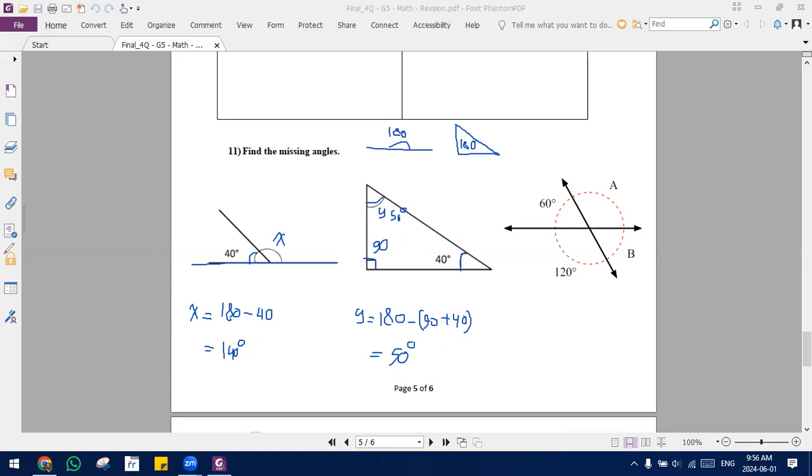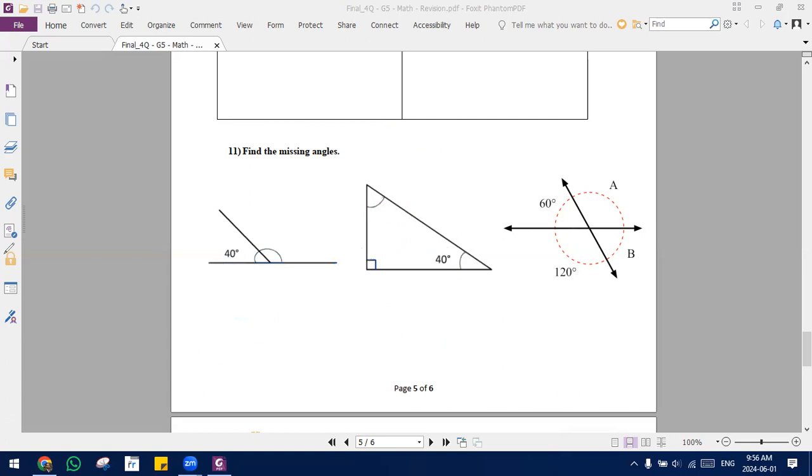Okay, then the last thing, we have a circle. We know that the circle is 360, but also this is an X shape. We said that if I have something like an X shape, opposite angles will be equal. So if that one here is 120, the opposite angle is 120. If this angle is 60, then that angle is 60 also. So opposite angles will be equal.